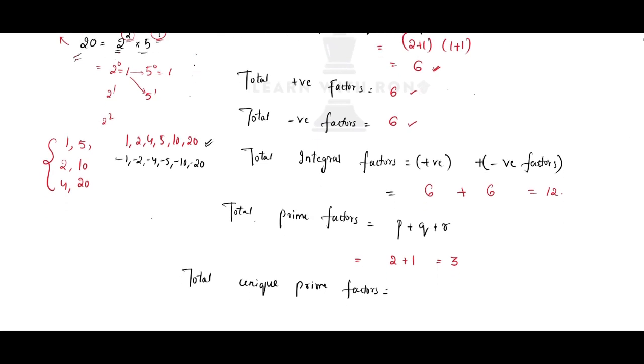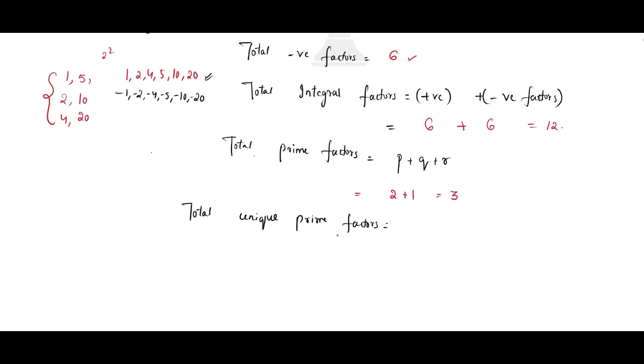So, in an examination, if they ask a question like total unique prime factors, it simply means the number of unique prime factors. Here we have 2 in this example, those are 2 and 5. And a very good question now is if they ask for the total composite factors.